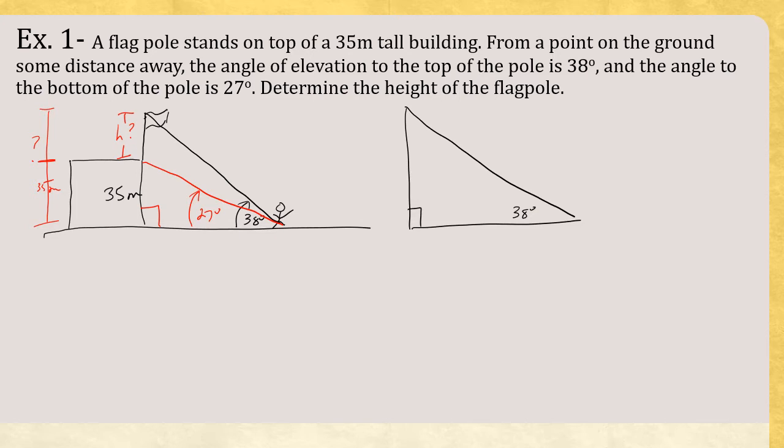And then we have a smaller triangle. So I'm going to draw that one. From there to there, I know that's 90. I know that's 35, the height of the building. And I know this is 27 degrees.